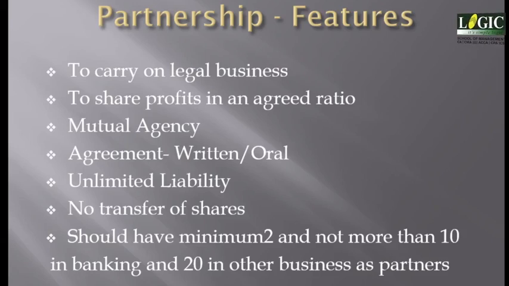Unlimited liability means in the happening of loss, it is the partners who will have to bear the loss, like the profits they share. In times of loss, partners will have to share the loss, and while sharing, if their business assets are not sufficient to meet business losses, even their personal assets will have to be attached to meet the business loss.